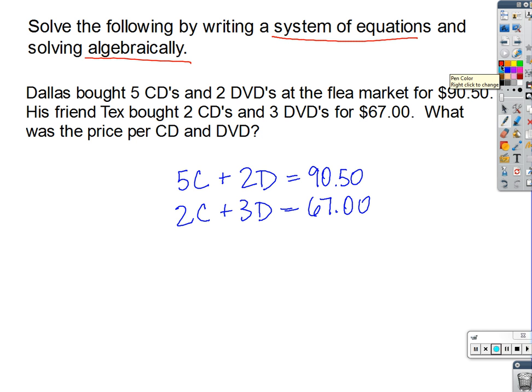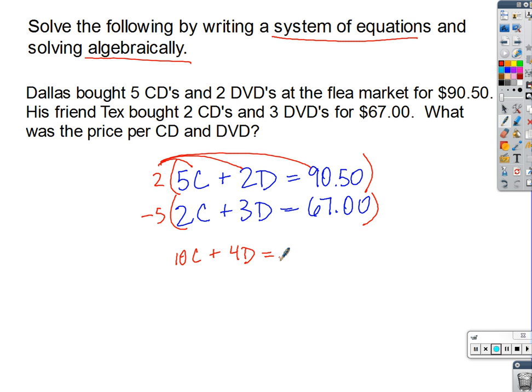This is going to involve some math, though, because neither of these work out, so we're going to have to multiply both equations. What I would do is multiply the top equation by 2 and the bottom equation by -5. Just remember that we got to distribute everywhere. So 2 times 5c is 10c plus 2 times 2d is 4d equals $90.50 times 2, which is $181.